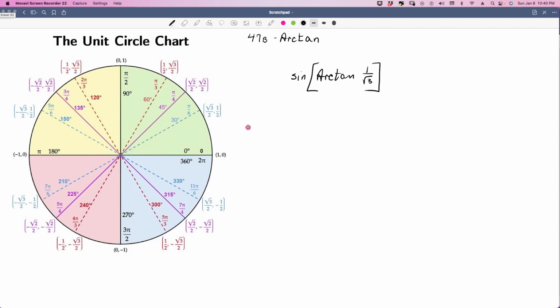Welcome. We're in 47B, the second part of lesson 47, and the last part of lesson 47. We're going to talk about Arctan, but first I want to introduce you to what's called the unit circle chart.